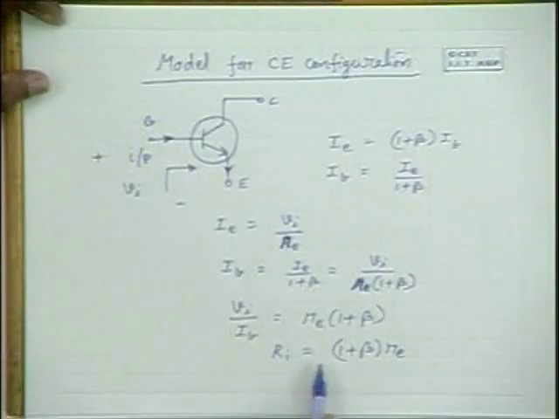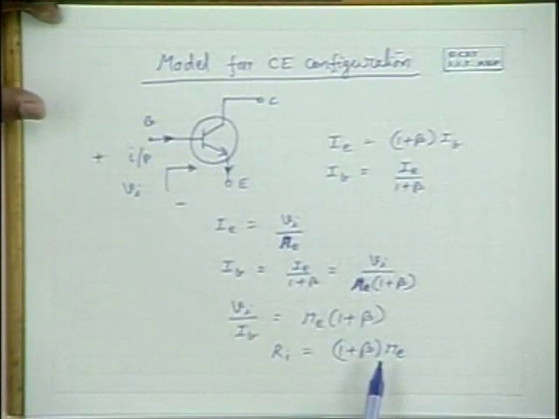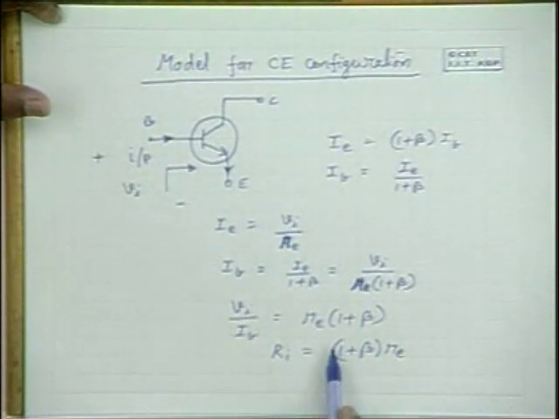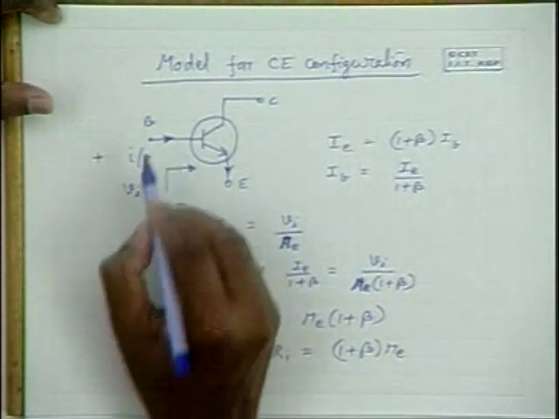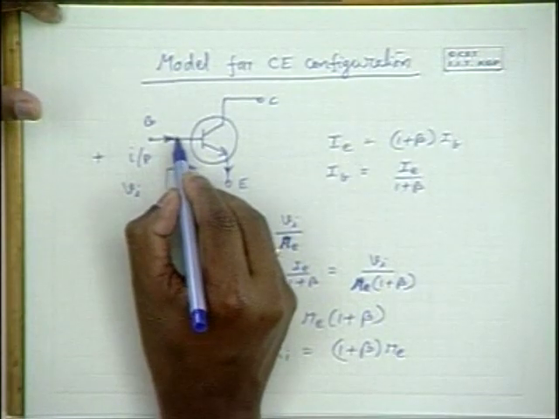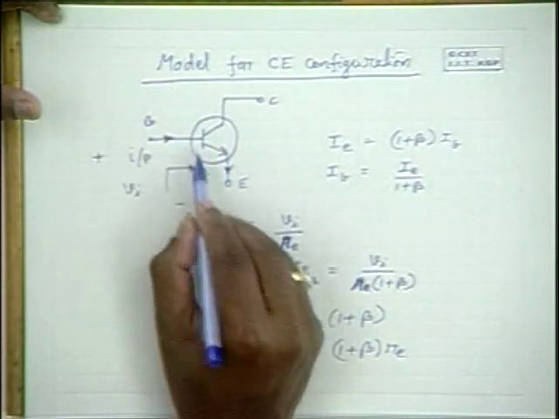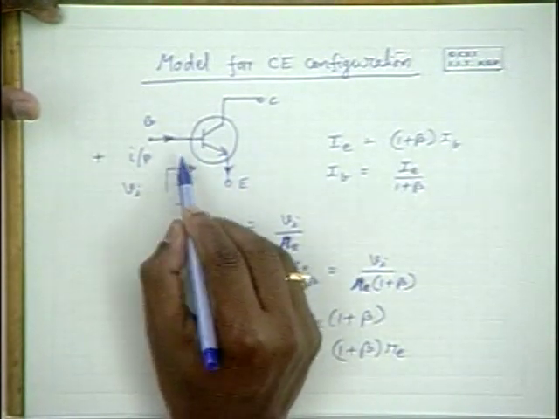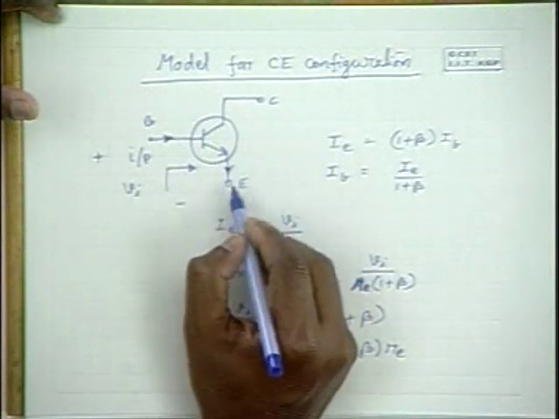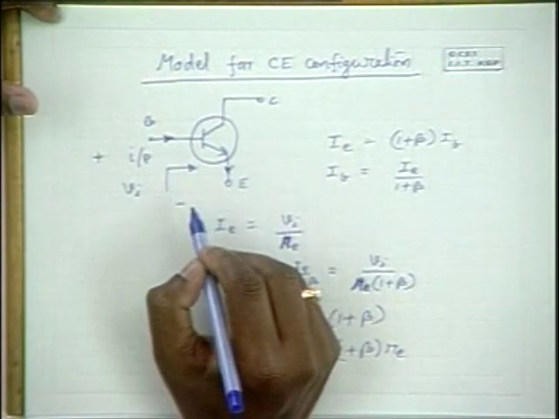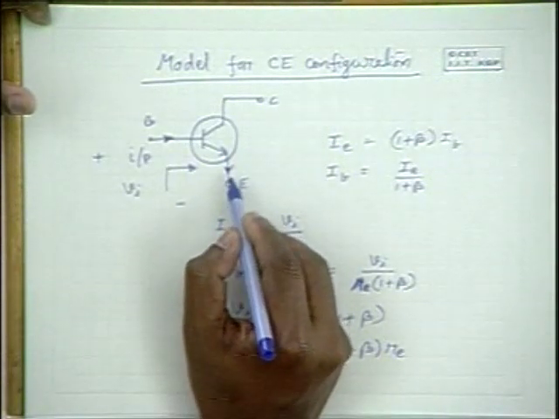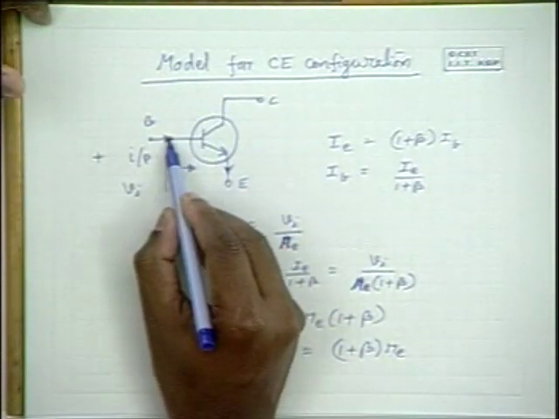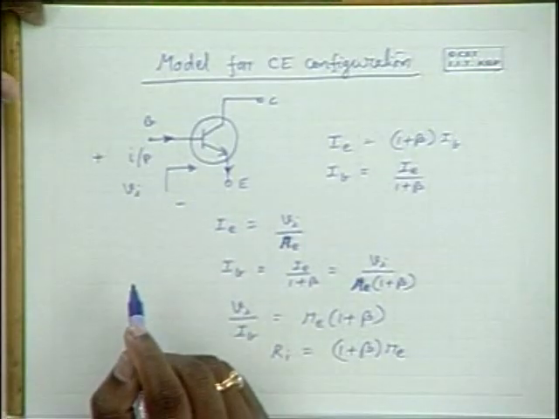Now the input impedance is larger than that of the CB configuration by the factor 1 plus beta. Why is it so? Now the input current that is drawn from the source is much less, 1 plus beta times less than the input current which was being drawn in the CB configuration, because input was connected to emitter directly, whereas now it is the base that is connected directly.